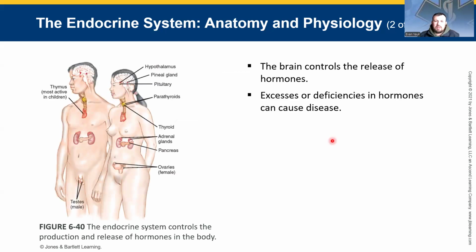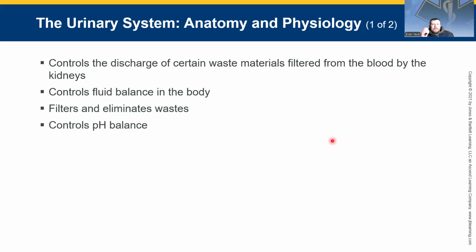The brain controls and releases hormones. Excesses and deficiencies in hormones can cause diseases. The urinary system controls the discharge of certain waste materials filtered from the body by the kidneys. It controls fluid balance in the body, it filters and eliminates waste, and it controls pH balance.